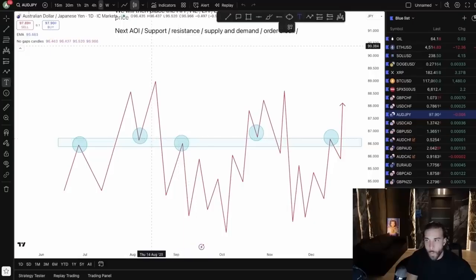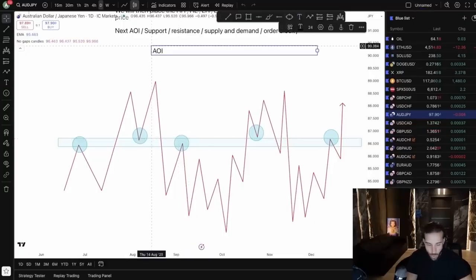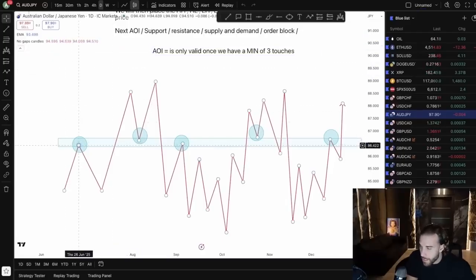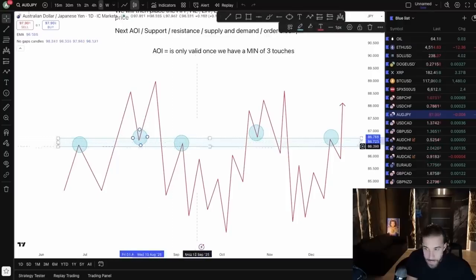Now, an area of interest is only valid once we have a minimum of 3 touches. A minimum of 3 touches. Now, these 3 touches, this right here is a touch of the area of interest. This right here is a touch of the area of interest. This right here is a touch of the area of interest. A minimum of 3 touches.